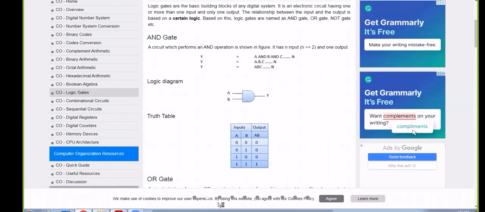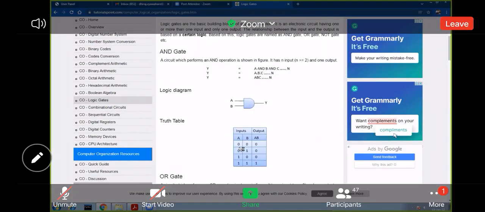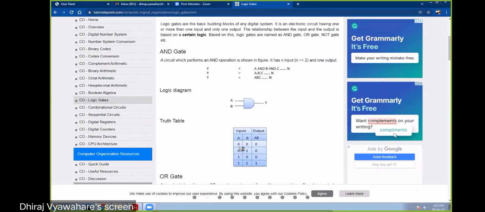8. Exactly, 8. There are no 9 combinations. When there are 2 input logic gates, how many combinations will there be? 2 raised to power 2, that is 4. When there are 3 inputs, 2 raised to power 3, that is 8 different combinations of inputs A, B and C.